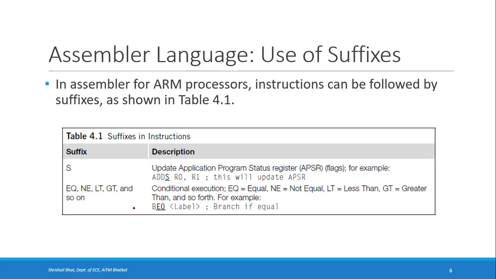The same thing can be written as BNE. BNE would stand for branch if not equal, or BLT stands for branch if less than. BGT stands for branch if greater than. So that way you can use the suffixes to generate more instructions by adding the suffixes to the primitive instructions. So B is the primitive instruction. To that, if you add the suffix, you will get one more instruction. Okay, so that way in ARM processors we have the use of suffixes. So we will see this in detail when we come to these particular examples.